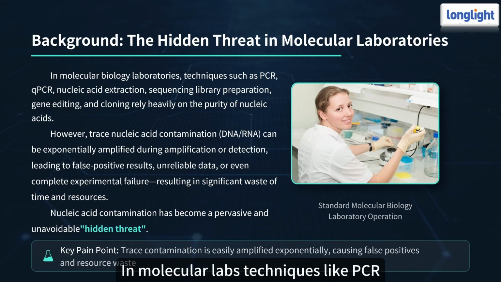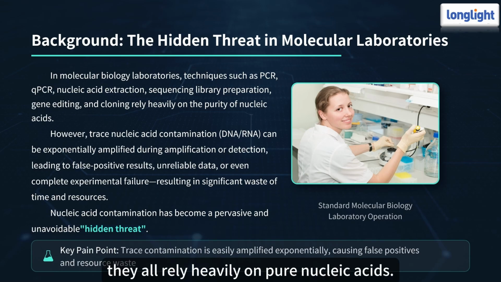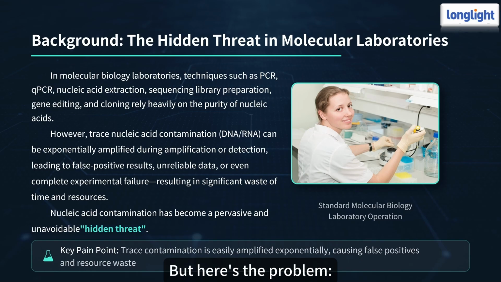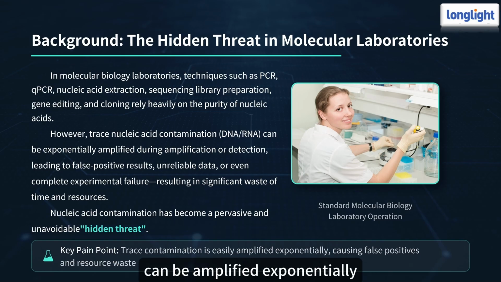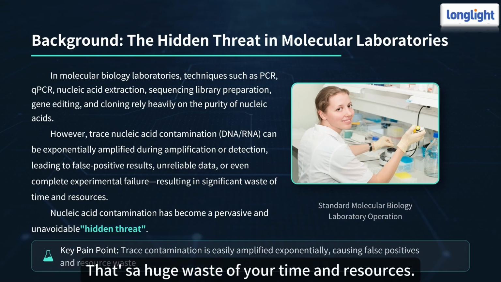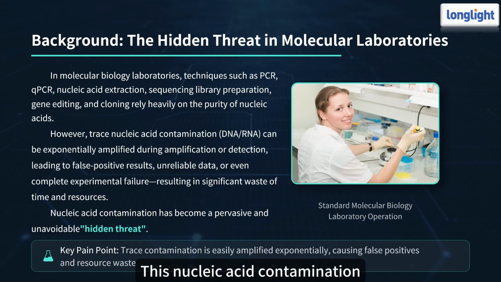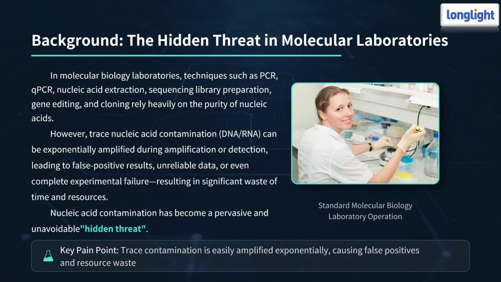In molecular labs, techniques like PCR and sequencing all rely heavily on pure nucleic acids. But here's the problem. Even trace amounts of DNA or RNA contamination can be amplified exponentially during your experiments. That leads to false positive results, unreliable data, or even total experiment failure. That's a huge waste of your time and resources. This nucleic acid contamination has become a hidden, pervasive threat that every lab has to face.